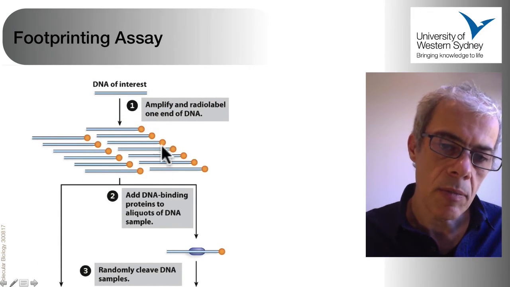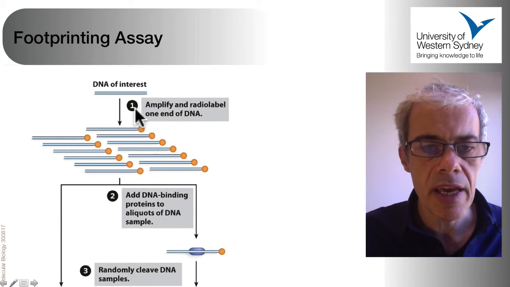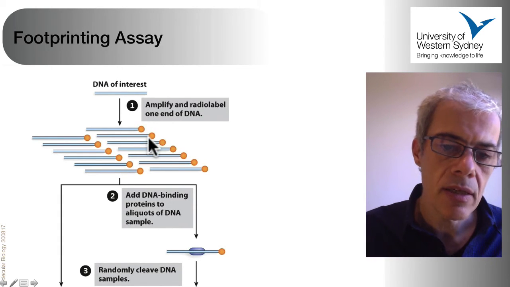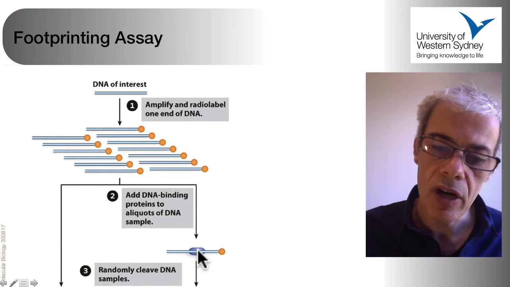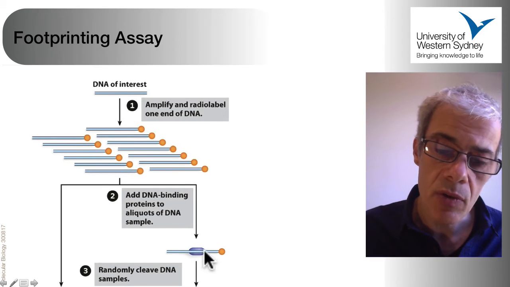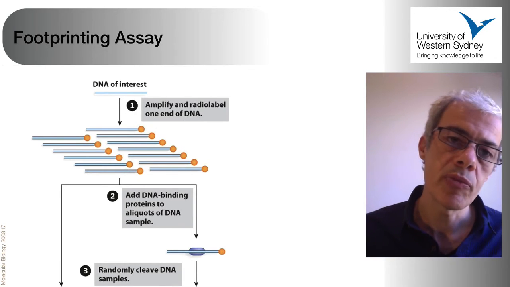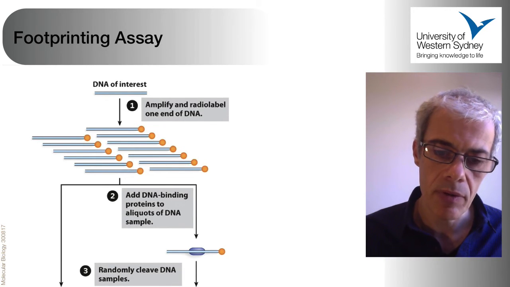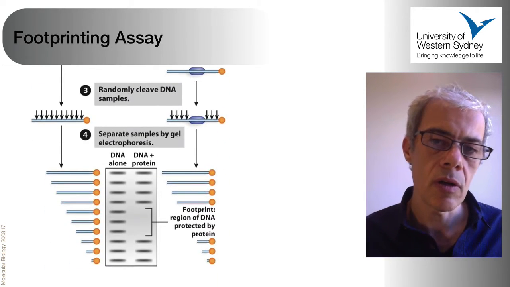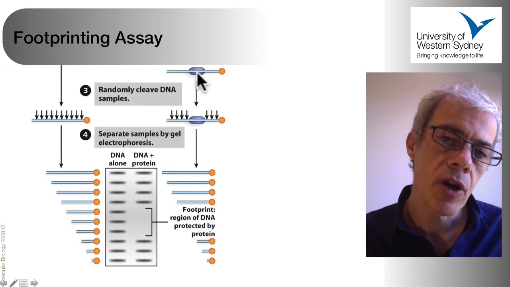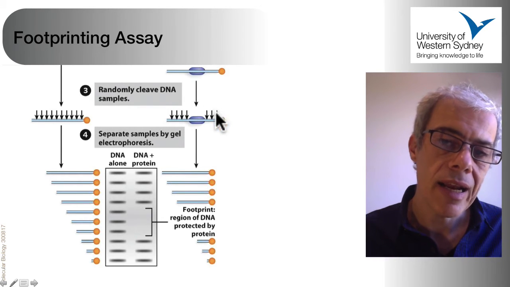Another technique which is fairly similar is called a footprinting assay. And again, it's quite similar. You get your bit of DNA of interest, you label it, and then you bind protein to your bit of DNA, and then you try and work out where on the sequence it's bound. So the gel shift assay told you it was bound. The footprinting assay tells you where it's bound. So in the footprinting assay, you do a bit of extra work. You take your protein bound to a bit of DNA, and then you use another reagent that cleaves the DNA.